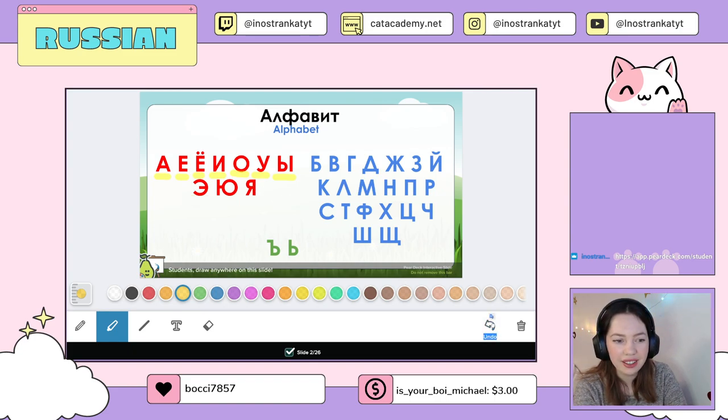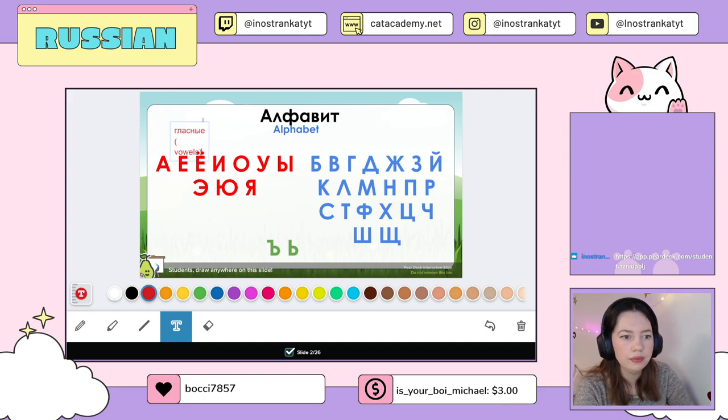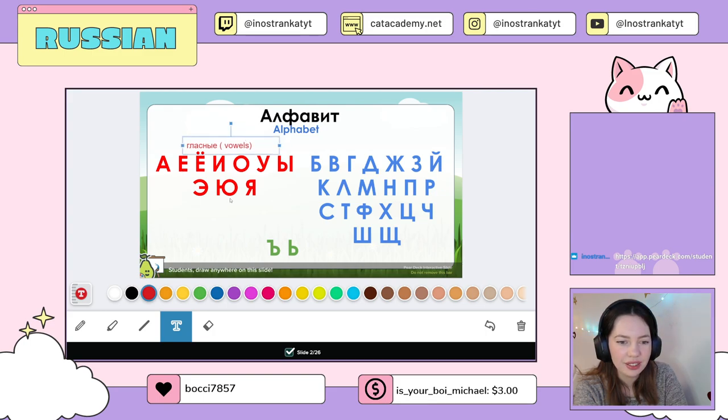So all of these are our vowels, or in Russian we can say glasnye, or I can just write vowels. Many years ago, in ancient Russian language, in ancient Rus, Slavic languages, we had much more vowels. Now there are only 10 that remain. So anytime you see any of these letters, you know it is a vowel.